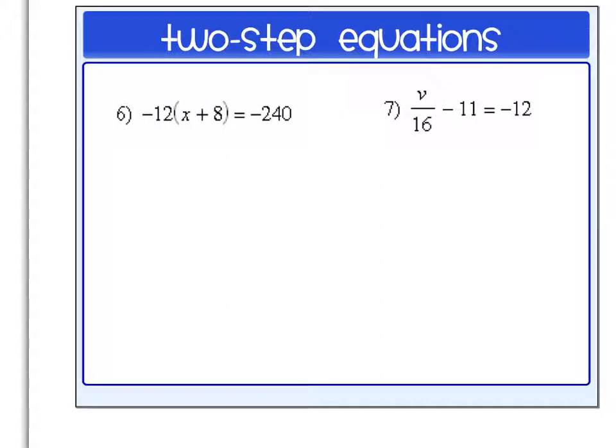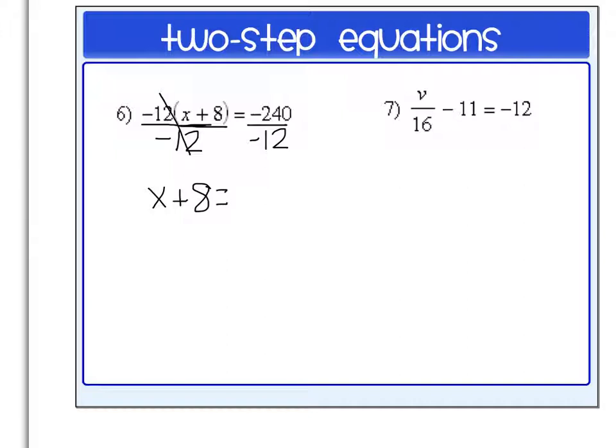Number 6, we have to realize that with order of operations, we would have to do the parentheses first and then we would multiply. So since the last thing we would do is multiply, we're going to do it in the reverse order this time and get rid of our multiplication first. Remember, when the negative 12 is outside of the parentheses, they're connected by multiplication. So to undo that, we're going to divide. I'm going to first divide the left side by negative 12, then divide the right side by negative 12. Negative 12 over negative 12 is 1, which leaves us with what's left in parentheses, the x plus 8.